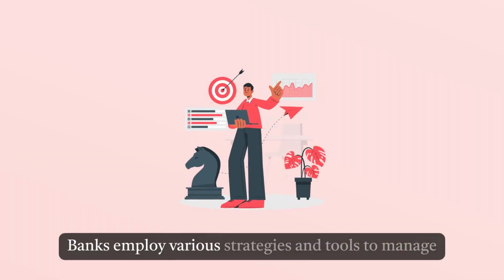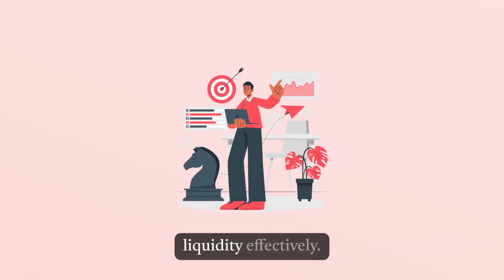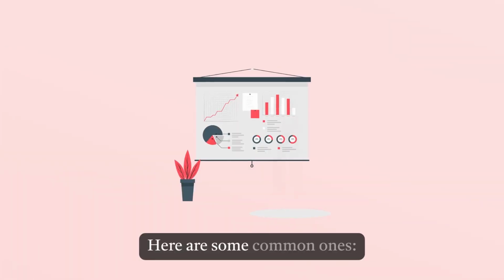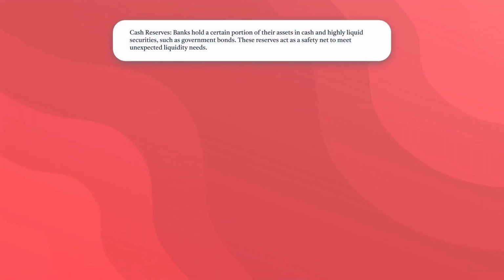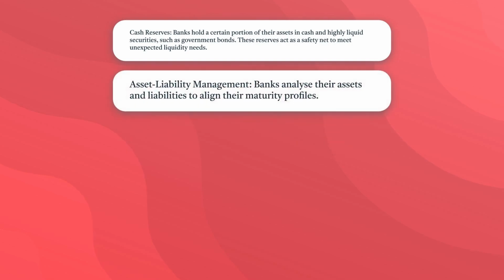Liquidity management strategies. Banks employ various strategies and tools to manage liquidity effectively. Here are some common ones. Cash reserves. Banks hold a certain portion of their assets in cash and highly liquid securities, such as government bonds. These reserves act as a safety net to meet unexpected liquidity needs. Asset-liability management. Banks analyze their assets and liabilities to align their maturity profiles.